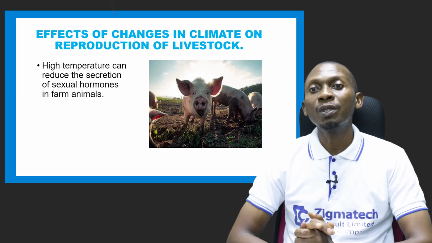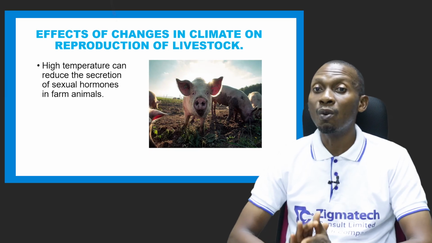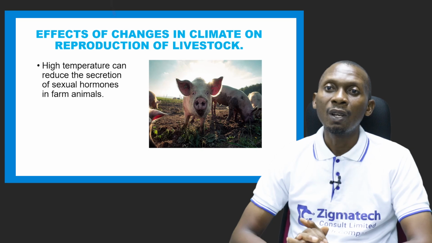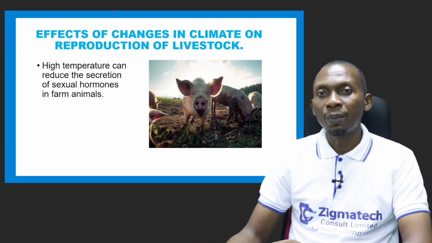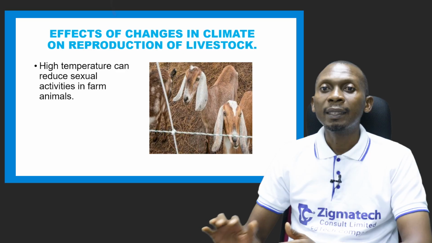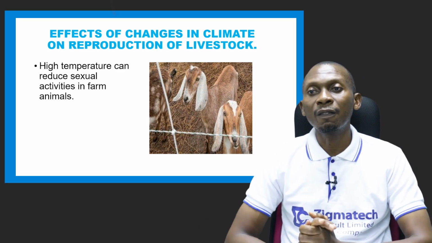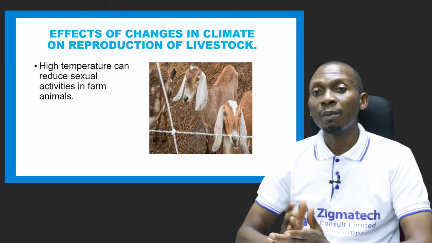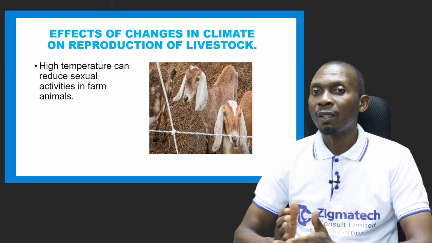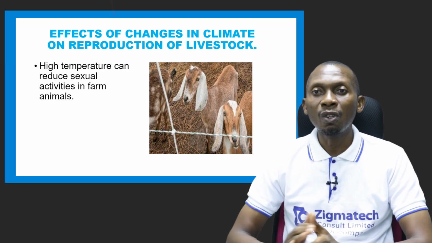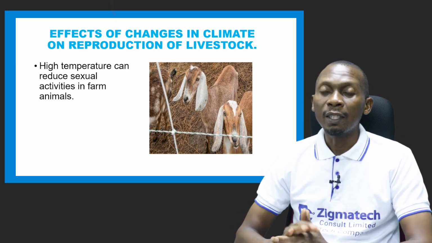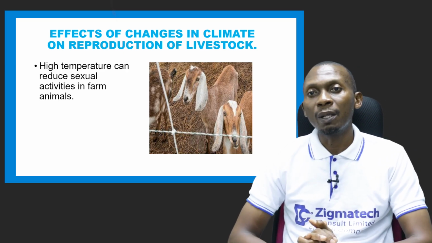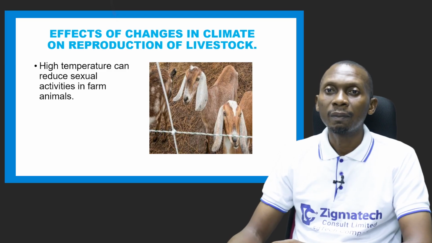High temperature can also reduce the secretion of sexual hormones in farm animals. So you can see that there are a lot of negative effects on our farm animals whenever the temperature is high. High temperature can also reduce sexual activities in farm animals. The discomfort experienced due to high temperatures prevents the animals from getting involved in sexual activities. And of course, if this occurs, the rate of reproduction, that's the production of young ones, will be reduced. And that's not what any farmer would want to experience.